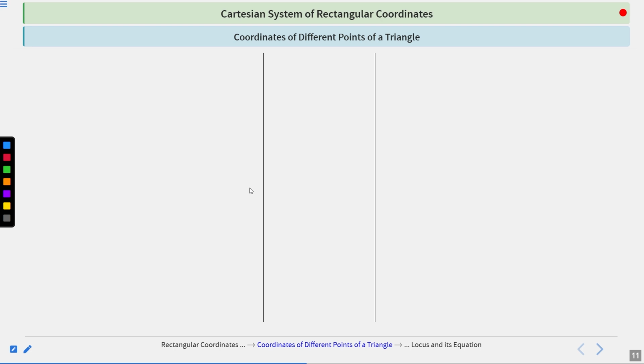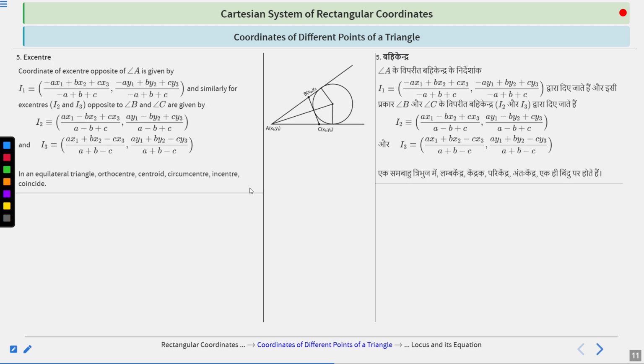Okay, coordinates of different points of a triangle, excenters. So the coordinates of excenter opposite to angle A, I1, is given by (-a·x1 + b·x2 + c·x3)/(-a + b + c) and (-a·y1 + b·y2 + c·y3)/(-a + b + c).